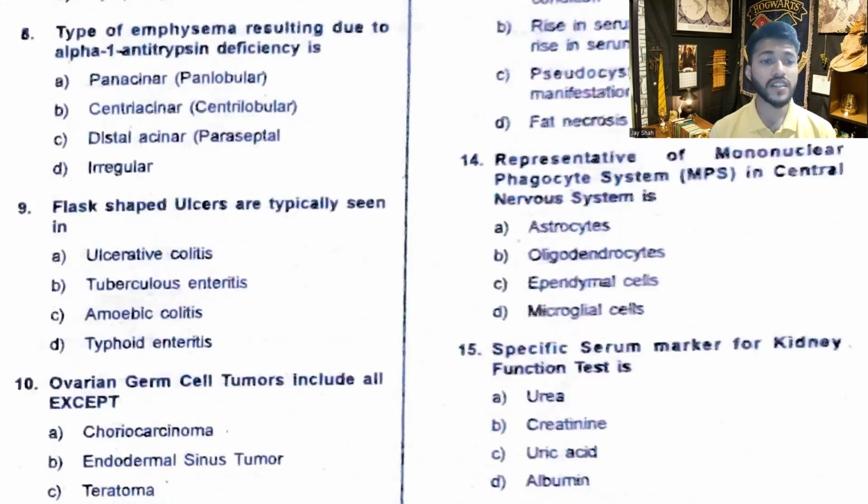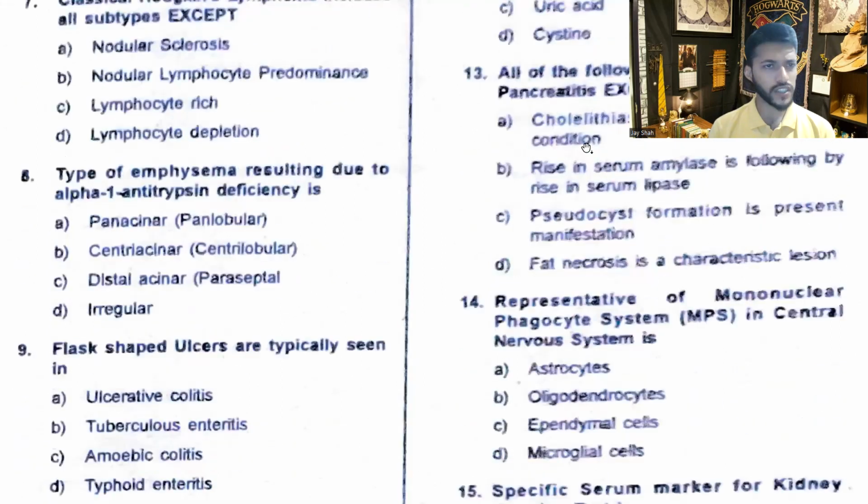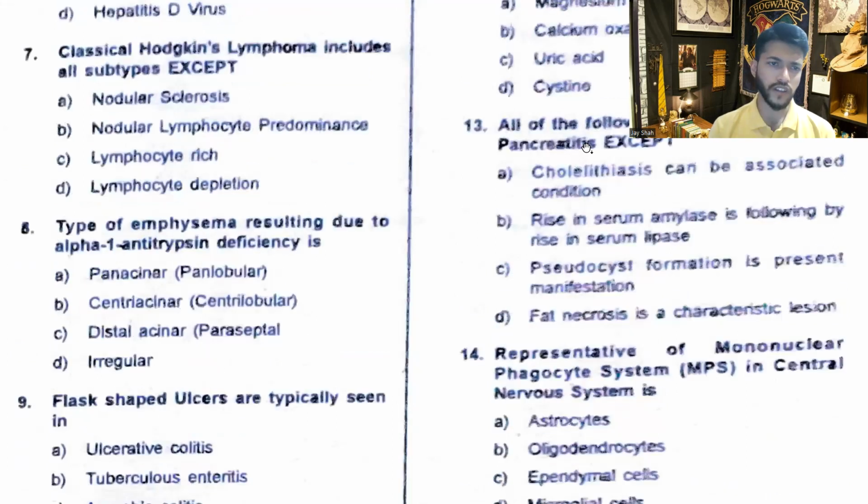Right. Flask-shaped ulcers seen in amoebic colitis. Ulcerative colitis, continuous mucosal involvement. Amoebic colitis, flask-shaped. Tuberculous enteritis, you'll have circumferential ulcers. As a result, you'll have stricture formation. Typhoid enteritis, longitudinal ulcers, increased risk of perforation.